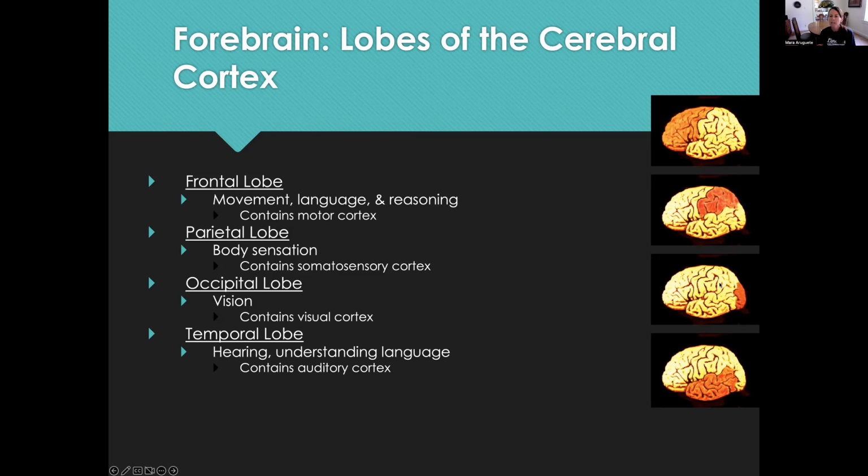The occipital lobe here in the back has primarily to do with vision. It contains an area called the visual cortex. If you hit yourself really hard in the back of the head, you might see stars.